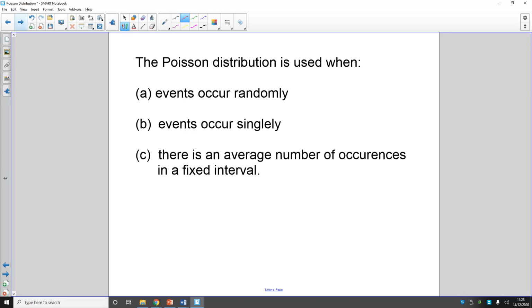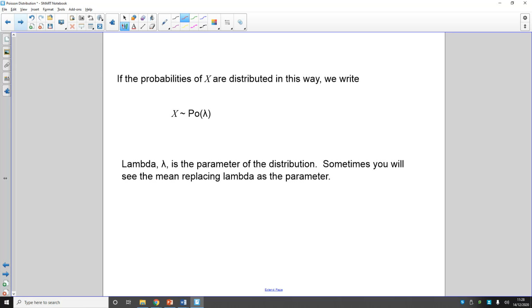When do we use it? Well, we use the Poisson distribution if the events occur randomly, if the events occur singularly, and if there is an average number of occurrences within a fixed interval. So if the probabilities of X are distributed in this way, we write that X follows a Poisson distribution with lambda as the parameter or the mean of the distribution.